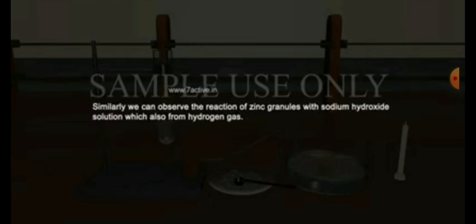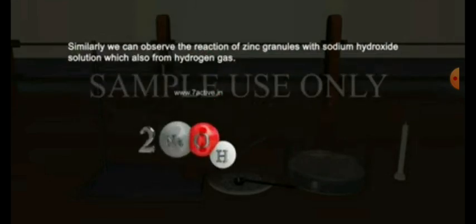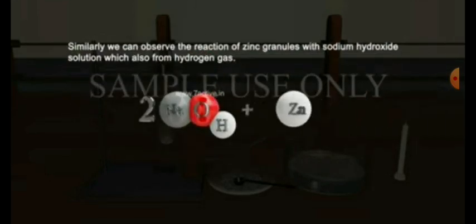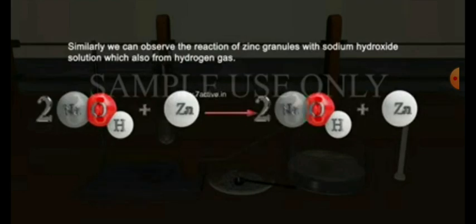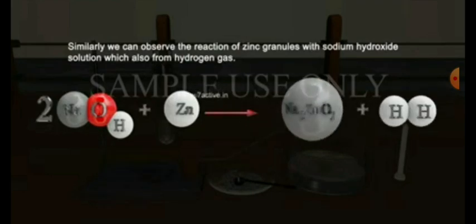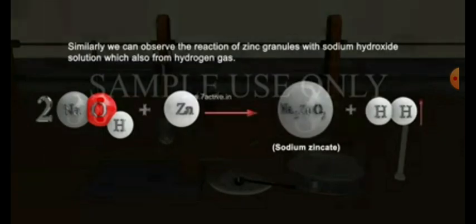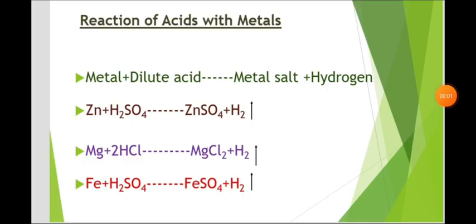Right? So metal plus acid forms salt, and there is a liberation of hydrogen gas. The same experiment we are doing with sodium hydroxide, which is a base. So sodium hydroxide, NaOH plus zinc metal, you are going to get Na2ZnO2, that is sodium zincate, with the liberation of hydrogen gas. Here are some examples for the reaction of acids with metals.